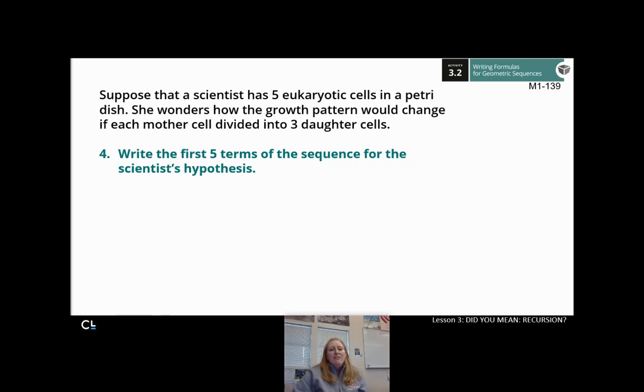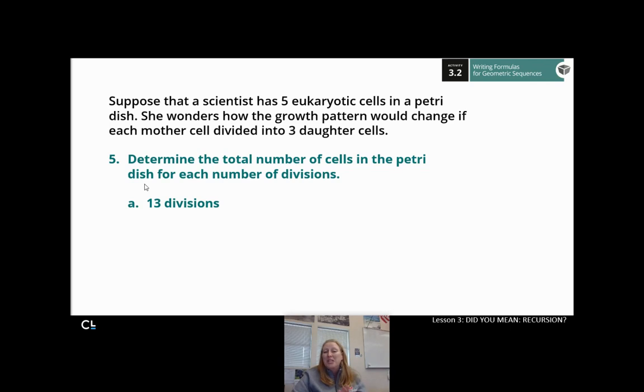So I'm writing the first 5 terms of the sequence. I start off with 5, times 3 gives me 15, times 3 gives me 45, times 3 gives me 135, times 3 gives me 405. So this is different than what we did earlier, isn't it? My G sub 1, my first term, is now 5, and my common ratio R is now 3. So it's changed as we go to use our explicit formula for question number 5.